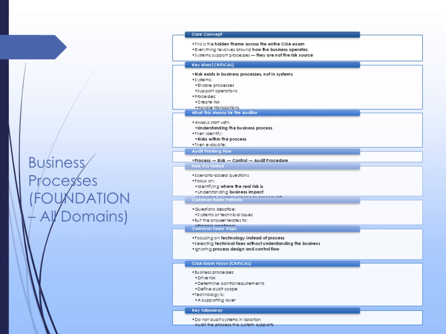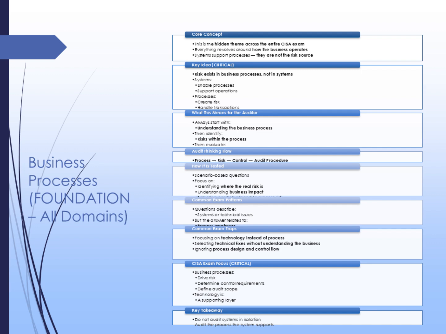Before evaluating systems or technical controls, the auditor needs to understand how the process works, where risk exists within the process, what controls are expected, and what business impact could occur if those controls fail. This leads directly into audit thinking. The normal audit flow is process to risk to control to audit procedure. In other words, understand the business activity, identify the associated risks, determine the required controls, and then design audit procedures to test those controls. This is exactly how many CISA questions are structured.